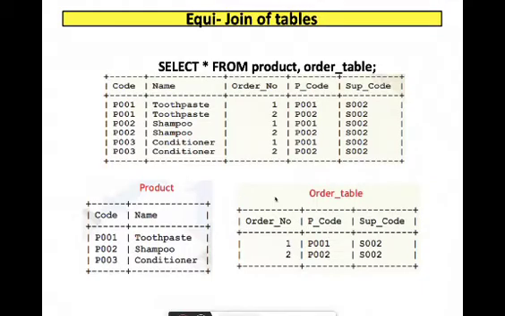We had done the cross join in which the query was something like this. Select star from product comma order table directly, and all the rows in the first table product were joined with all the rows in the second table order table. But as I had told you in the cross join, this join will not give you authentic information. This join does not give you appropriate information from which you come to any conclusion.